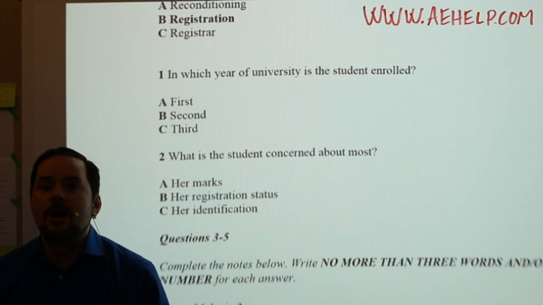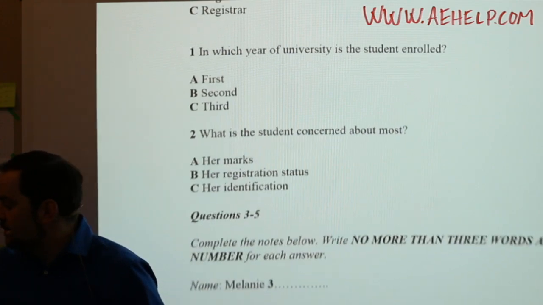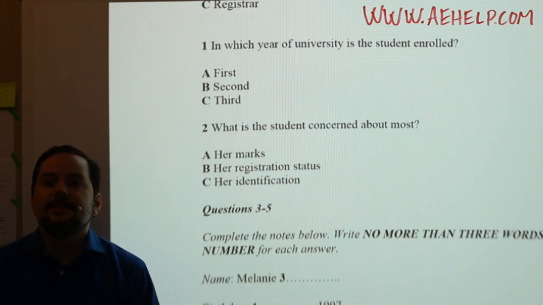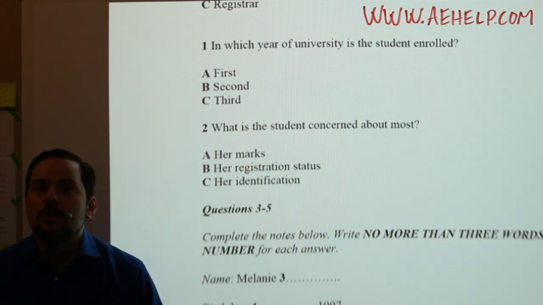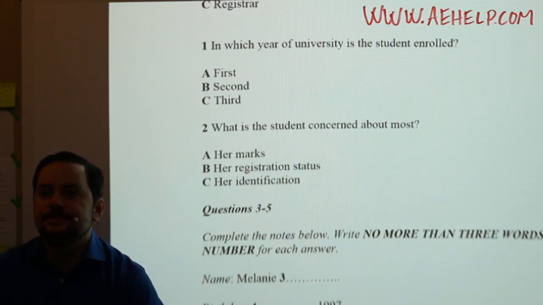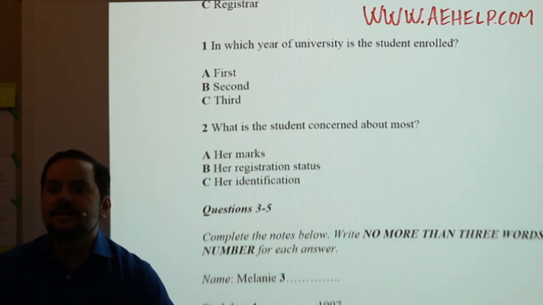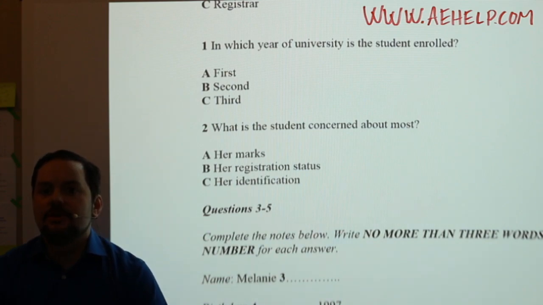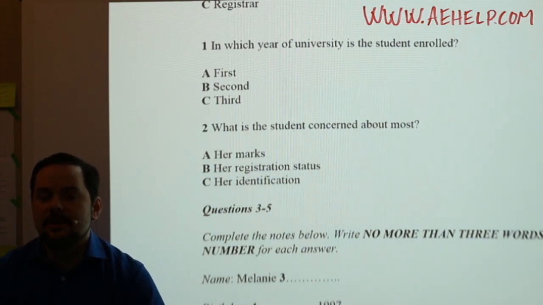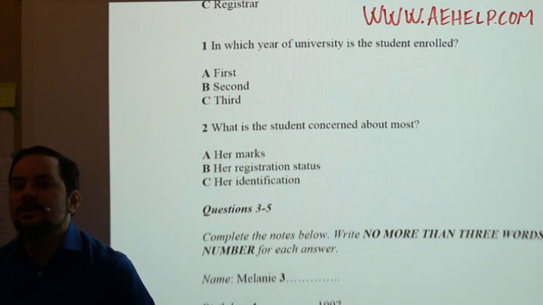Question number 1, which year of university is the student enrolled in? Did everybody get this? So question number 1, did everybody get the answer? Yeah, it's second year of university. That's right. The student says that they are in second year, but they didn't do so well in the first year. So you have to be careful, pay attention to the content. They do say that they're in second year.